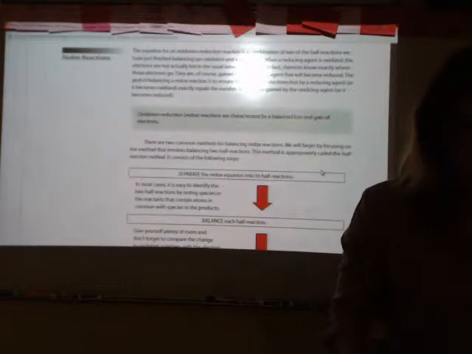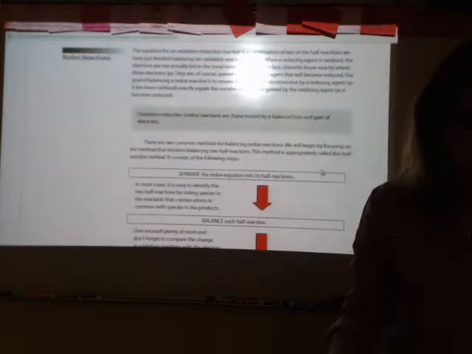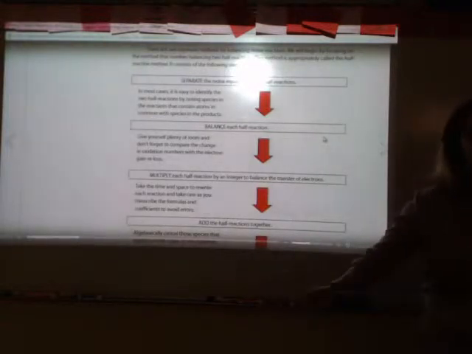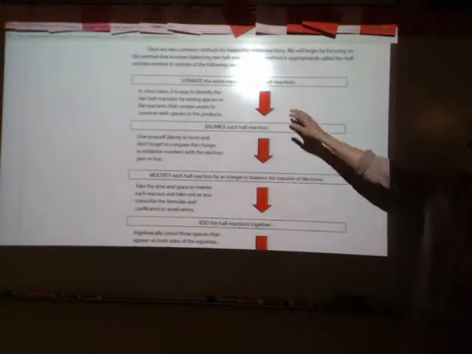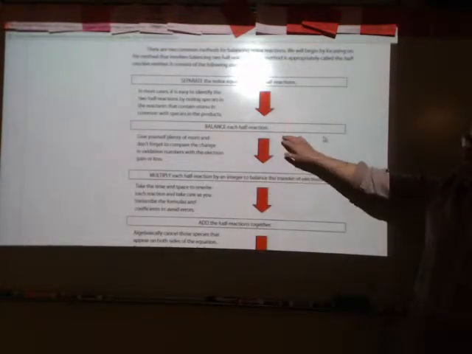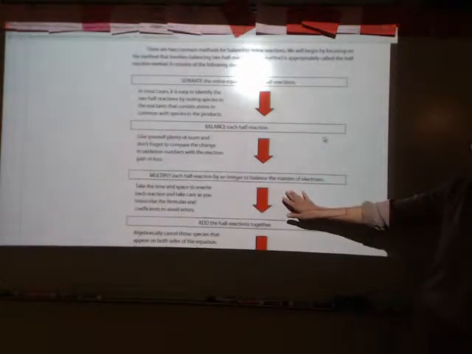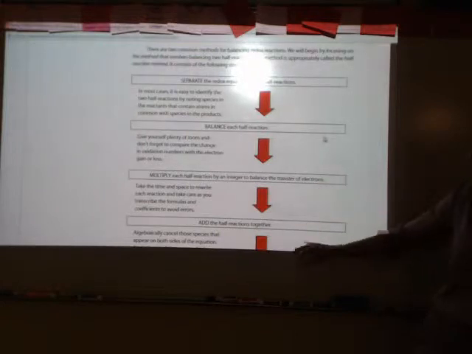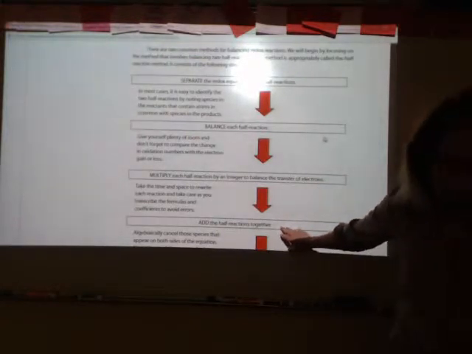There are 2 different methods for completely balancing redox reactions. The first one is called the half reaction method, and that's what I'm going to be doing. The half reaction method is where I give you an equation. It is a redox reaction. You separate it into its half reactions. Then you balance each half reaction, just like we did. You multiply each half reaction by a whole number to balance the electrons, because you have to have the same number of electrons being given up and accepted. And then you add the half reactions together.